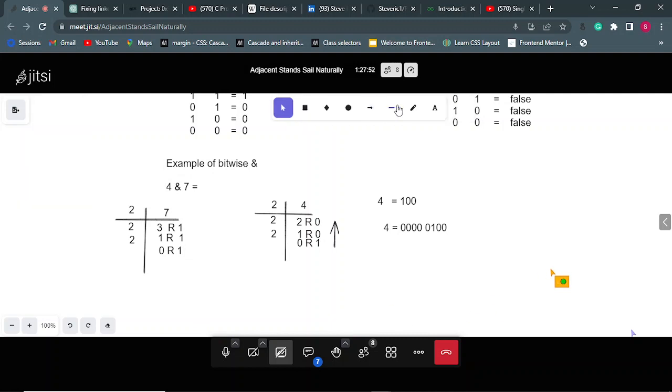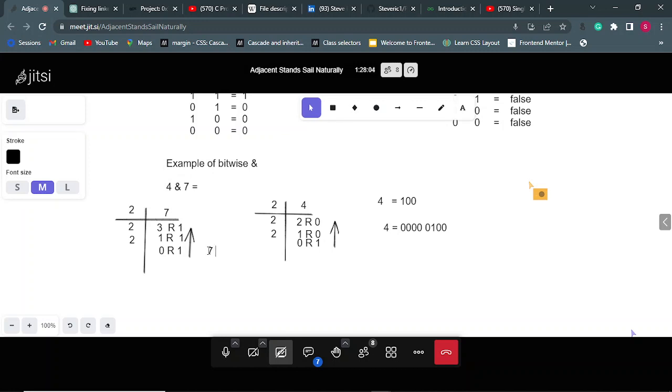So here we have 1 1 1. So our 7 is equal to 1 1 1. And then let me bring it here. So now my final answer for 7 will be what? 7 will now be equal to, remember the way I did it the other time, 0 0 0 0 0 1 1 1. So this is the binary of 7.